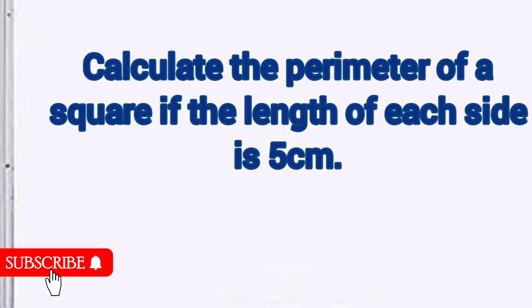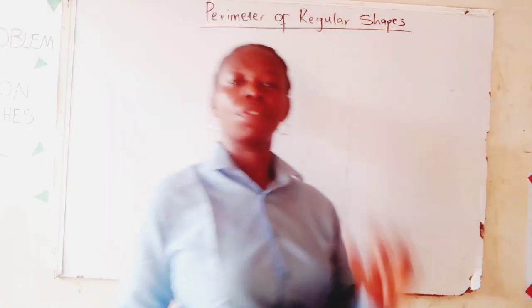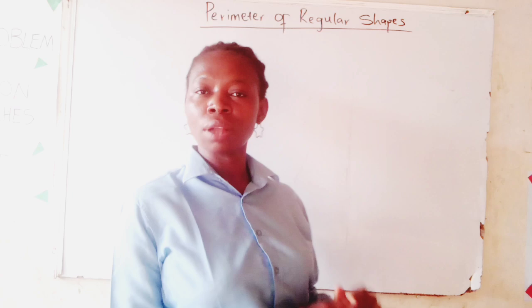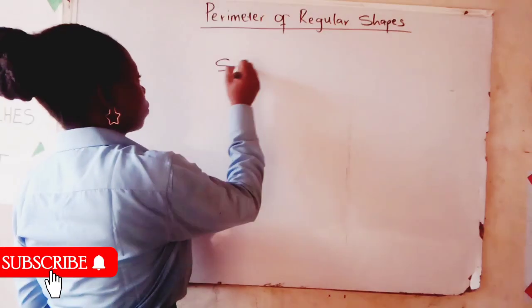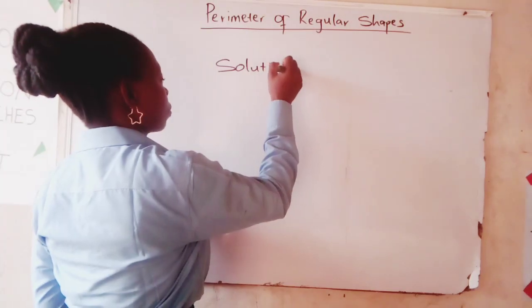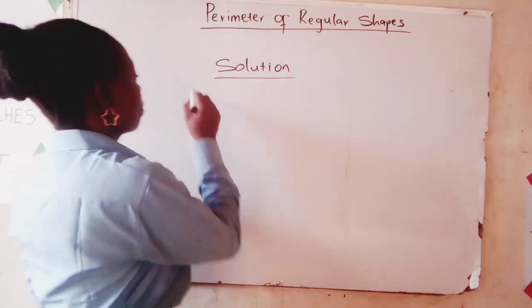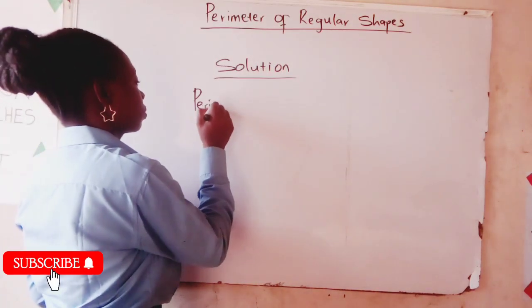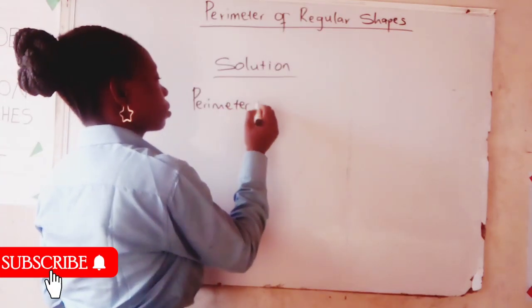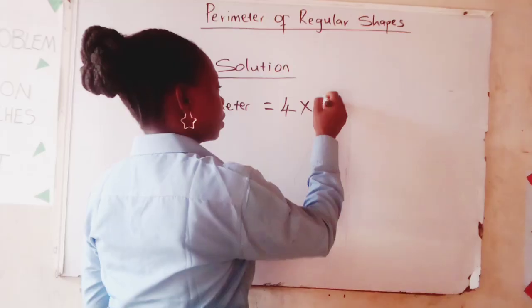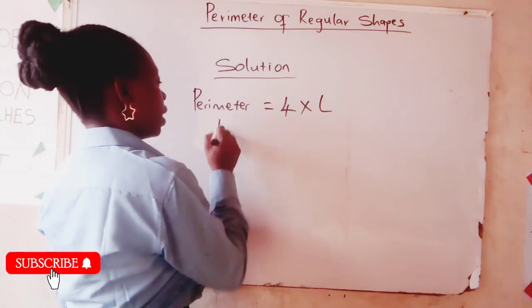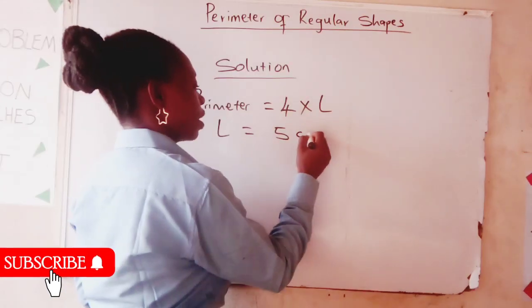Calculate the perimeter of a square if the length of each side is 5 cm. So what's the formula? The formula is 4 times the length of the side. Solution: perimeter of a square is equal to 4 times the length. And we have the length is equal to 5 cm.